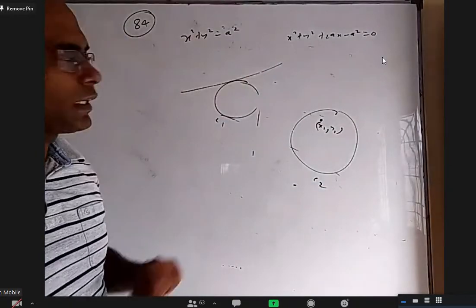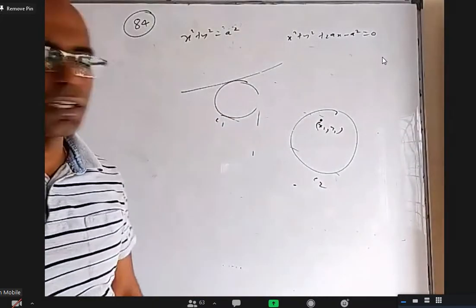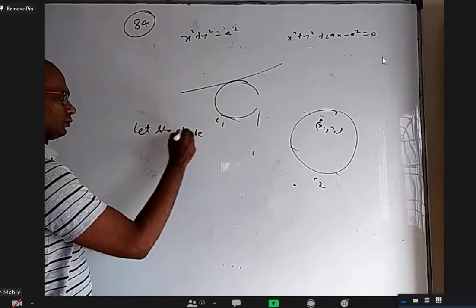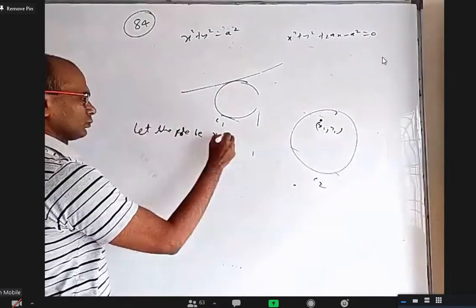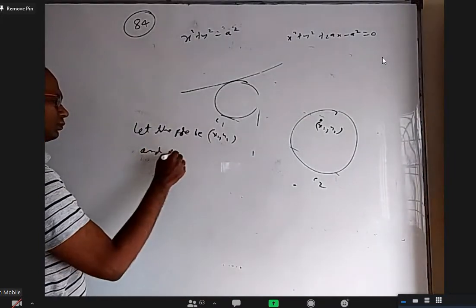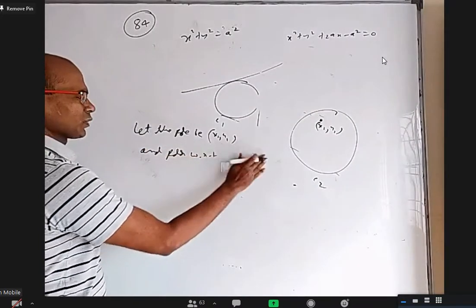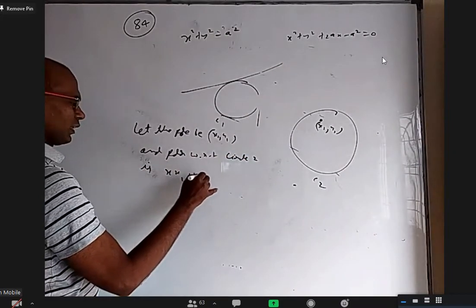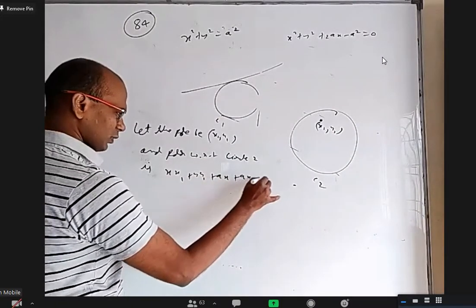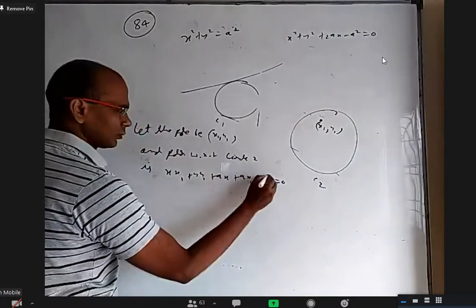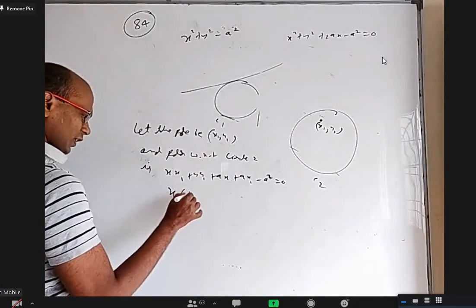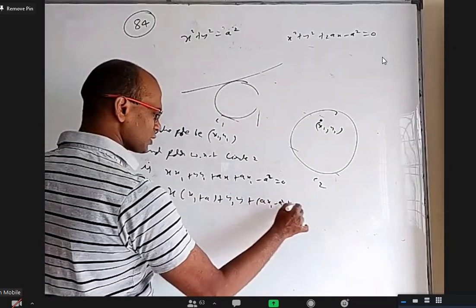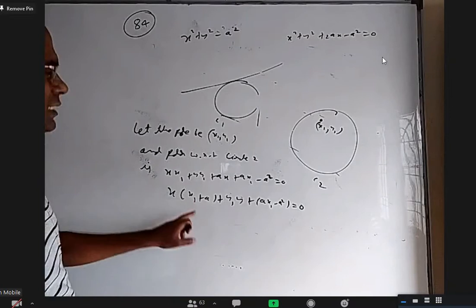After that, what should that line be? It should be tangent to this circle. We'll apply the tangential condition. That's it. Let the pole be x1, y1. And the polar with respect to circle 2 is xx1 plus yy1 plus a(x + x1) minus a square equal to 0. Now it is x(x1 + a) plus y1 y plus ax1 minus a square equal to 0. We got a line. This line should be tangent to circle 1.